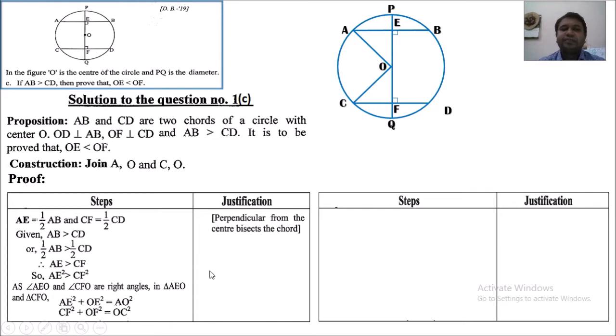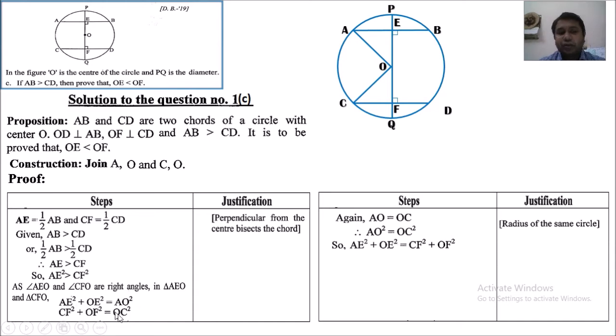We just write it. Now, as OA equal to OC, these two sides are equal. Why? Because both are the radius of the same circle. So we can tell OA square equal to OC square. If you square both sides, you will get the same result as they are the same value. So we can replace the value of OA square with AE square plus OE square, and for OC square we can write CF square plus OF square.